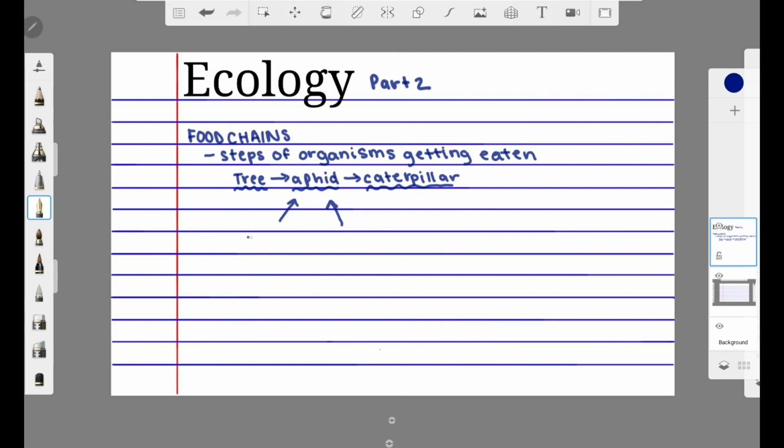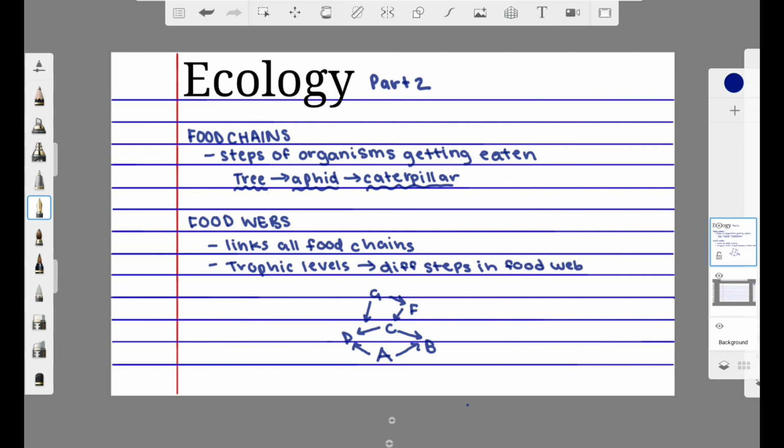Maybe there's organism A, and then organism B, and there's organism C that eats organism A, so they're very complicated. So that is why we also have food webs. Food webs link all food chains, similar to what I imitated previously with the food chain, by just adding many other organisms. And trophic levels are the different steps in each food web.